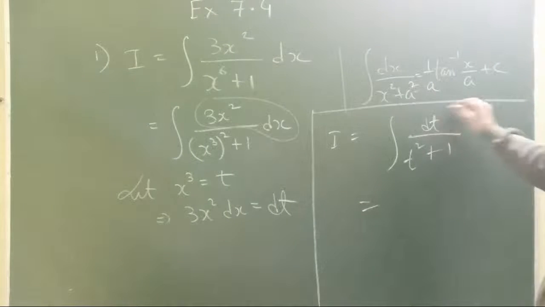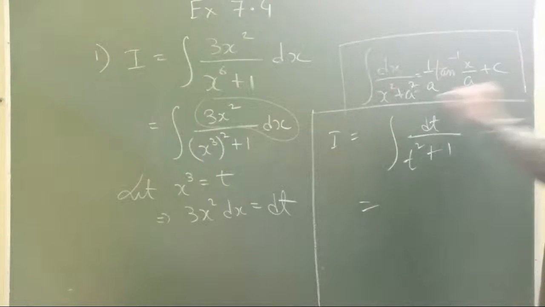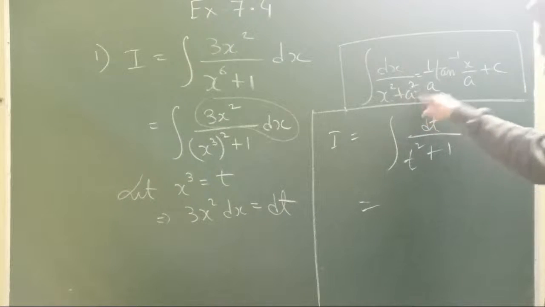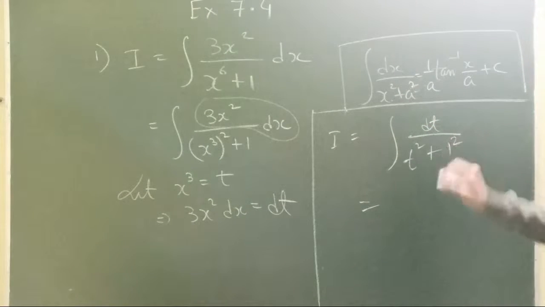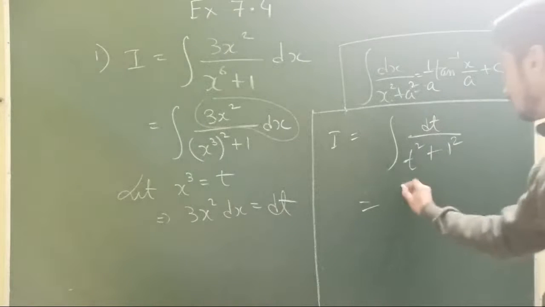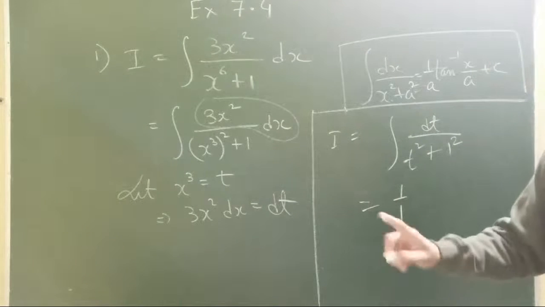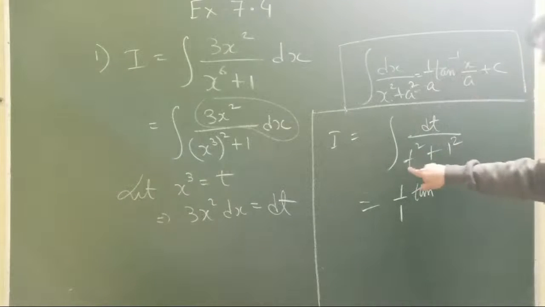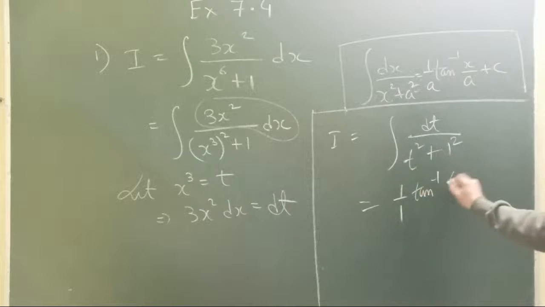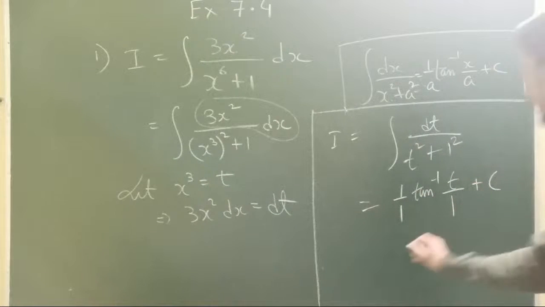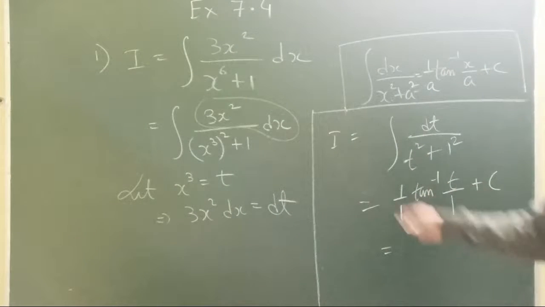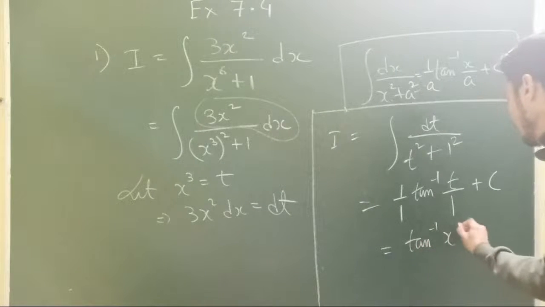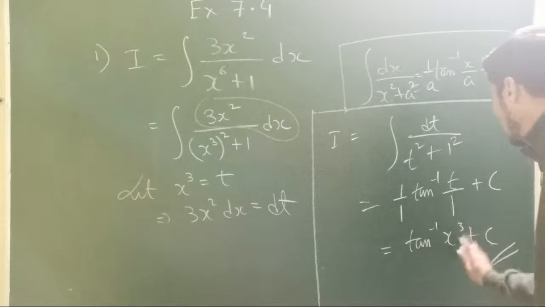So now you can see that this comes in the format dx by x squared plus a squared, where a is 1. So 1 I can write as 1 squared also, no problem with that. So that will be 1 by a. What is the value of a here? 1. 1 by a tan inverse of x. What is the variable here? It is t, upon a, plus c. So that is tan inverse of t. So t we have substituted as x cubed. So that will be simply tan inverse x cubed plus c.